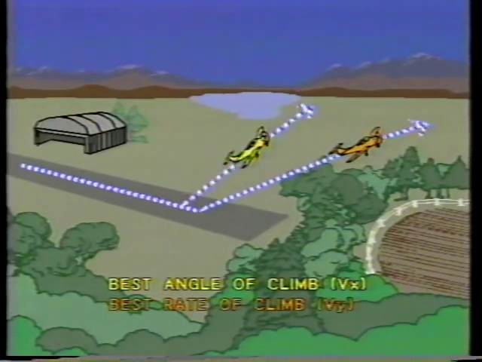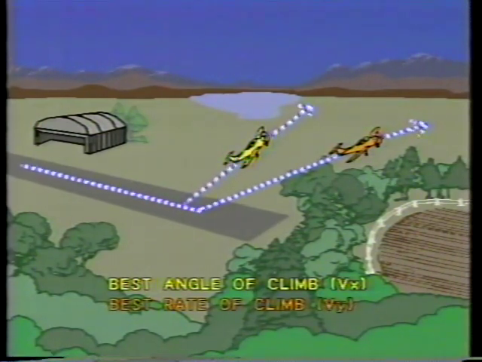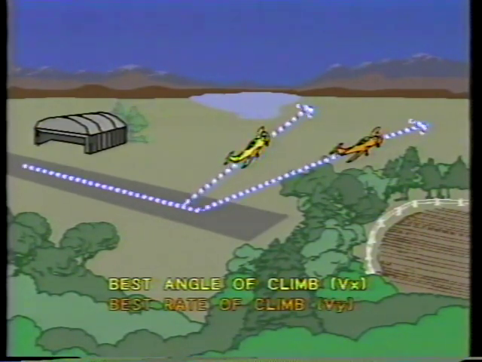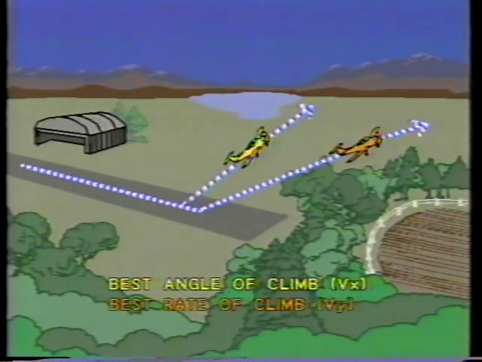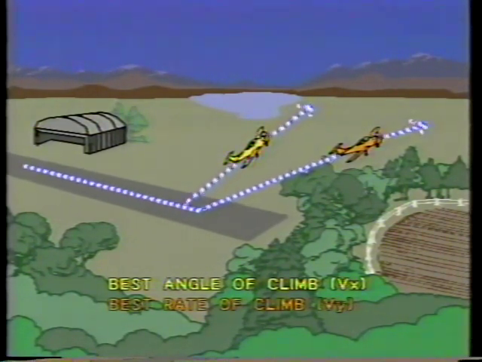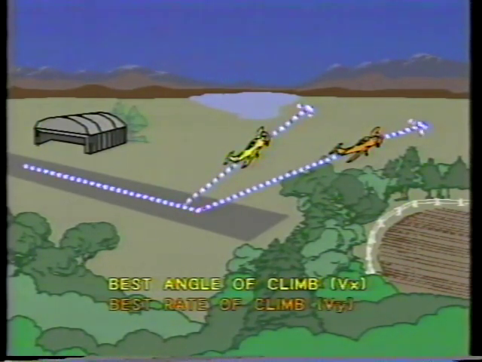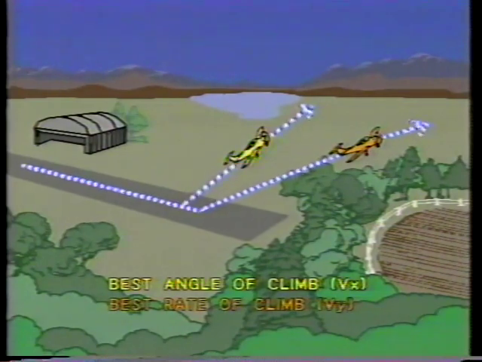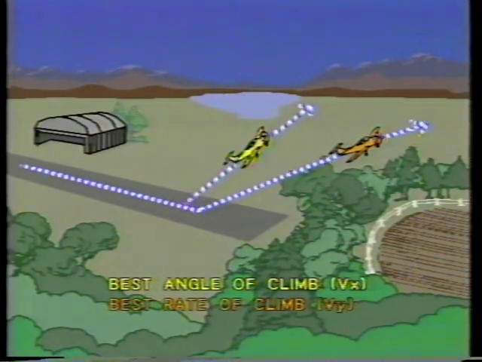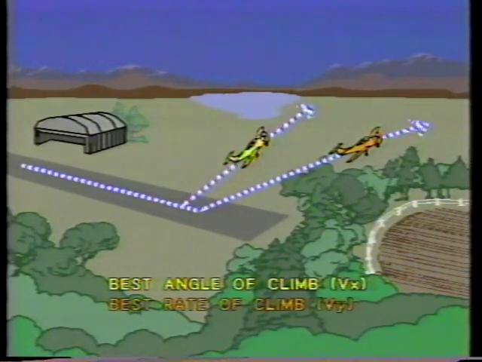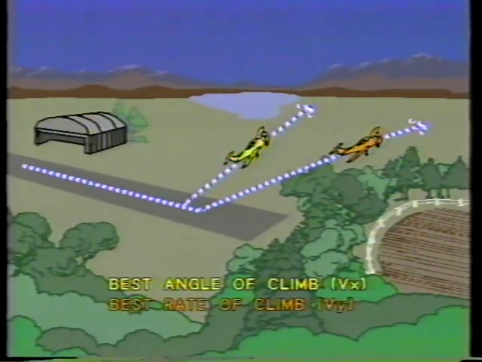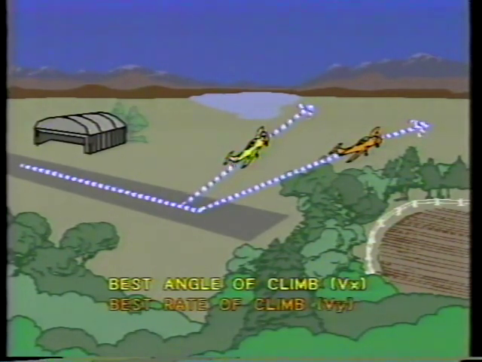The importance of these two speeds is that Vy, the best rate of climb speed, is used after all normal takeoffs to gain altitude most quickly. But when there are obstacles at the end of a runway, you may elect to use Vx, the best angle of climb speed, so that you gain the greatest altitude before flying over the obstacles. These speeds can be found for any given airplane in the pilot's operating handbook.